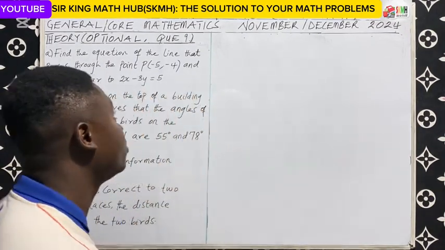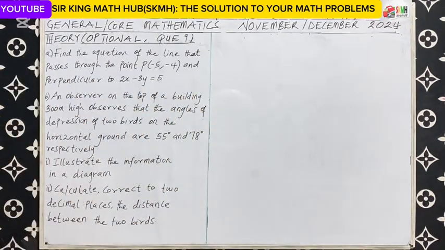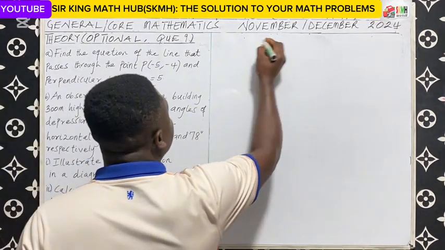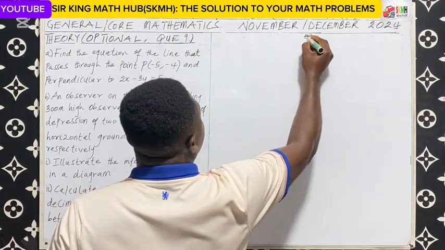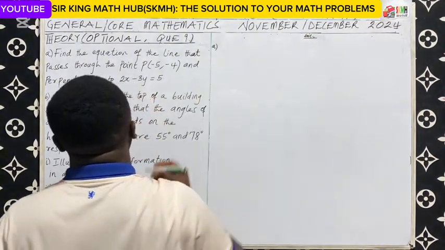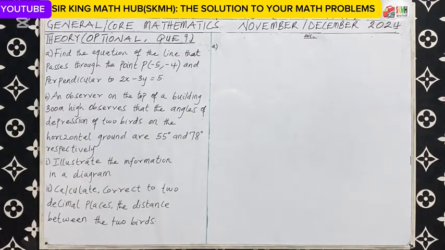This is General Mathematics, November-December 2024, Theory, optional question 9. So let's begin with the A. We are to find the equation of the line that passes through a point P with coordinates -5, -4, and perpendicular to a line with the equation 2x minus 3y is equal to 5.